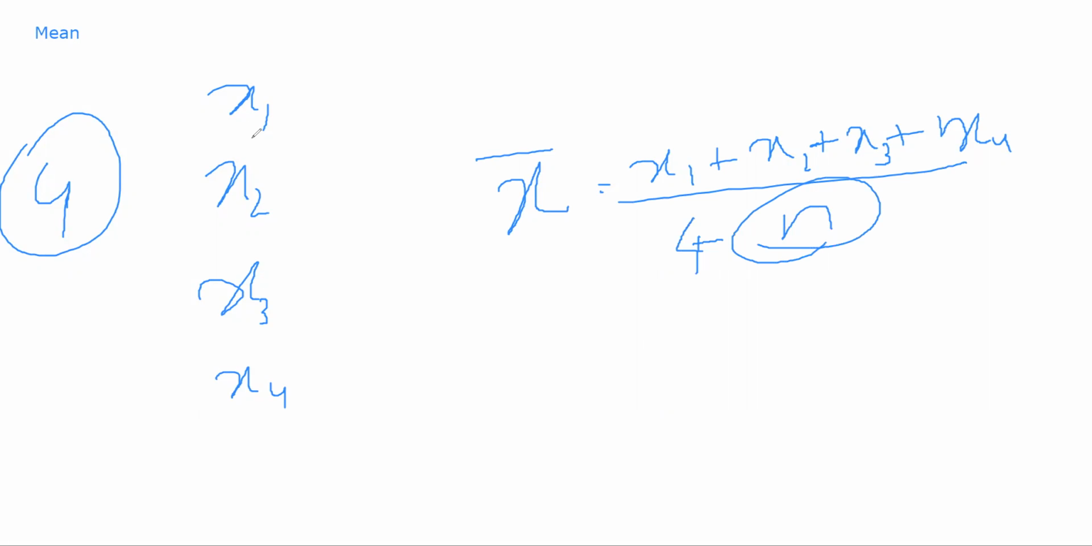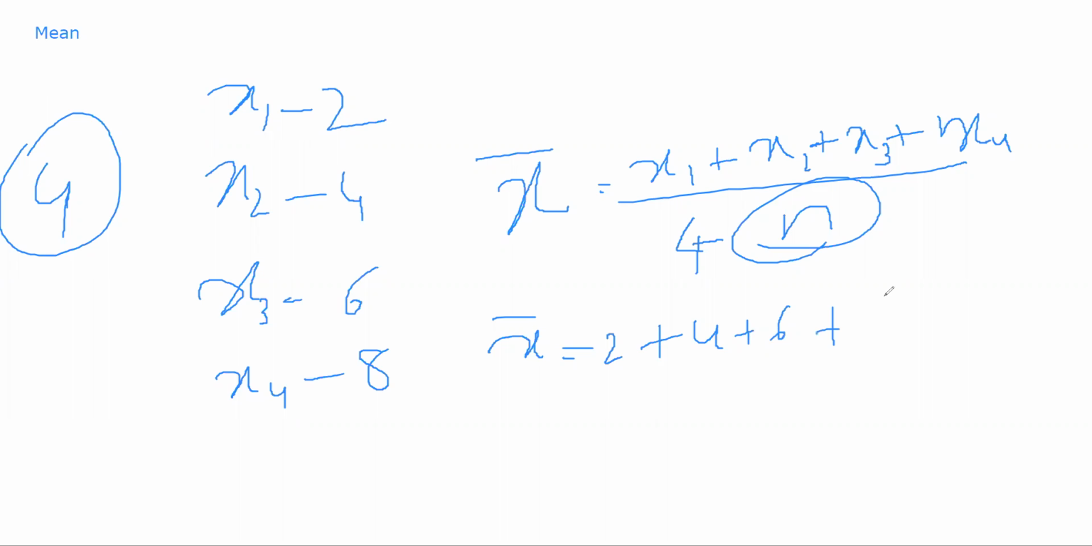Right, now if I give them certain values, let's suppose 2, 4, 6 and 8, for example. Let's suppose x bar will be equal to 2 plus 4 plus 6 plus 8 divided by 4, which is equal to 20 by 4, giving me a mean of 5. Okay, that is how mean is calculated.